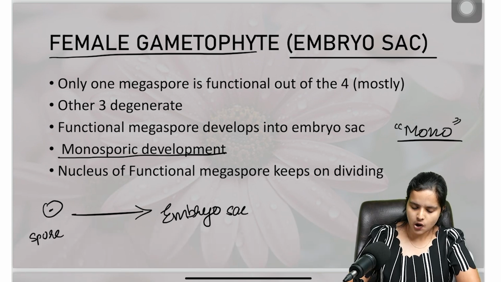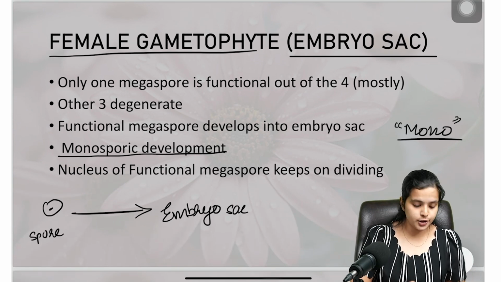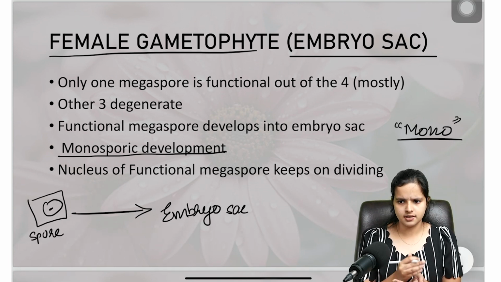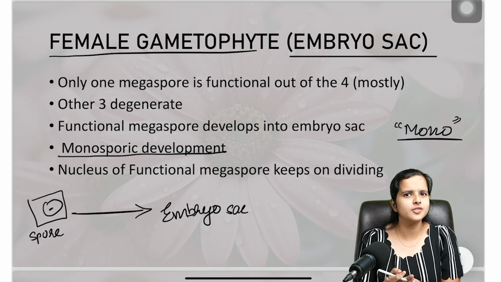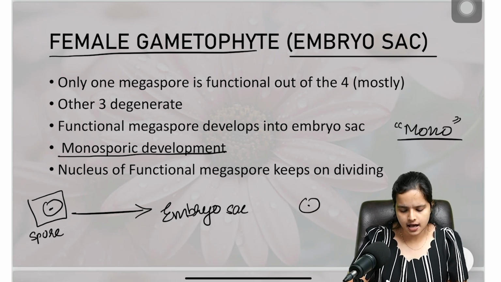Now, how does an embryo sac develop? Is the embryo sac also single-celled? I already told you, you'll only have 1 spore. So from 1 spore, an embryo sac is developed. And is this embryo sac also single-celled? Because there's only 1 spore, and 1 spore is basically 1 cell. And when 1 cell divides, will you get multiple cells?